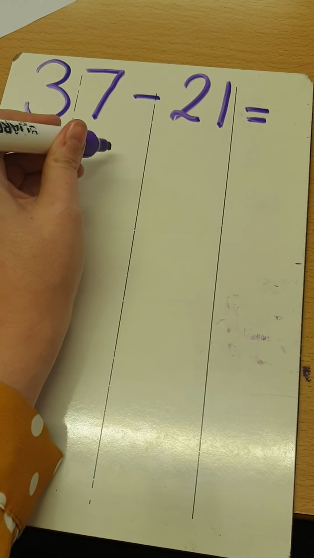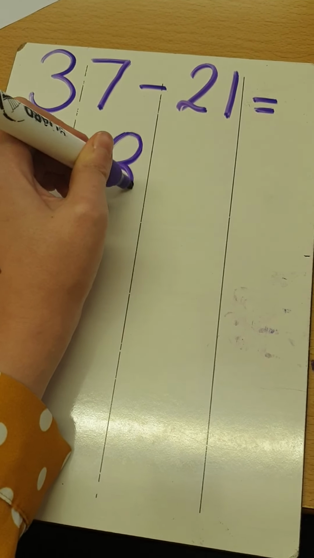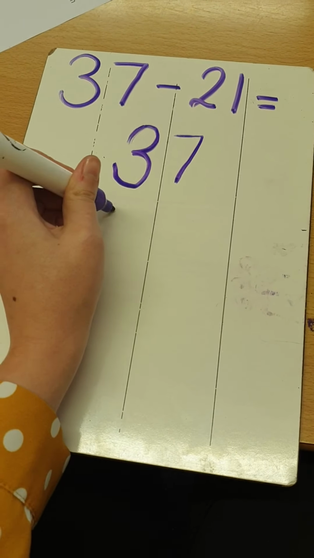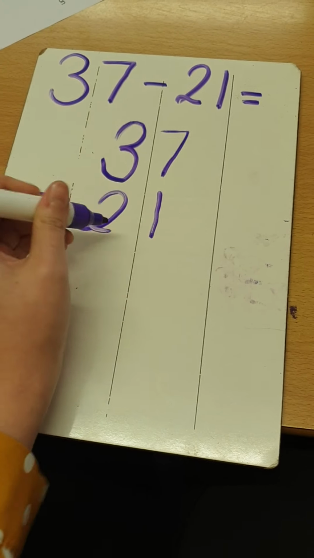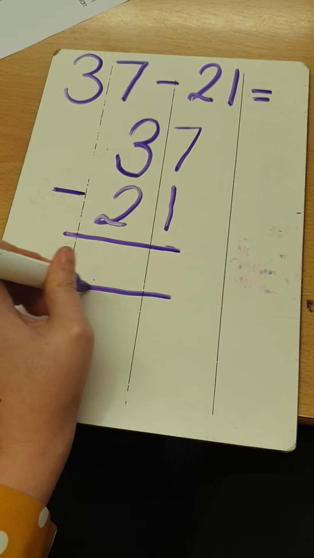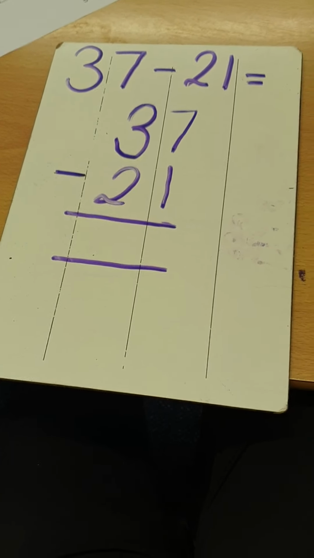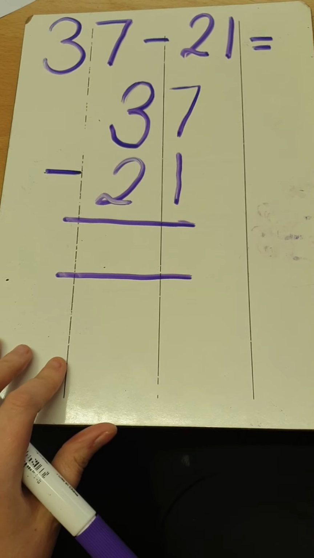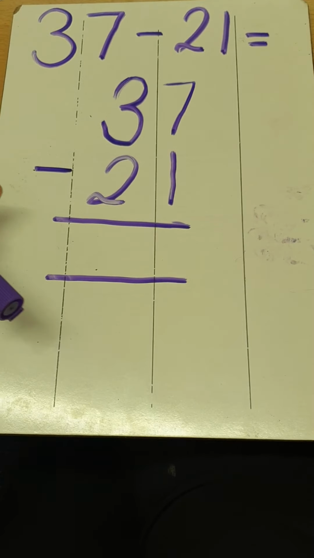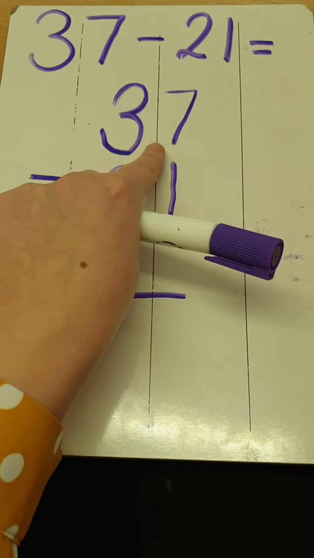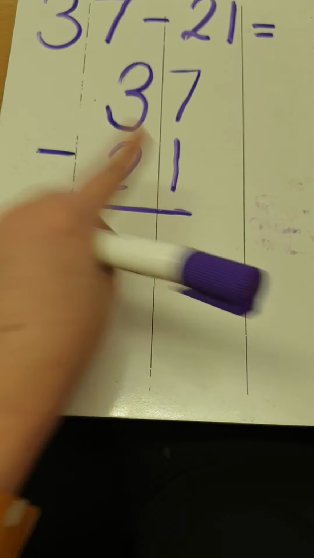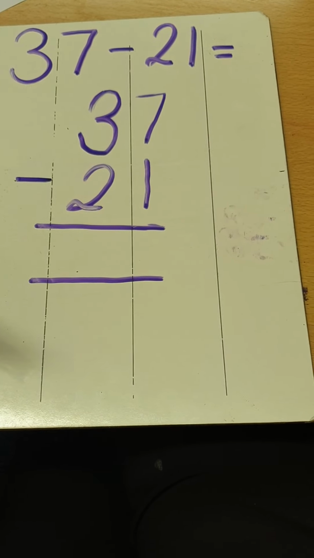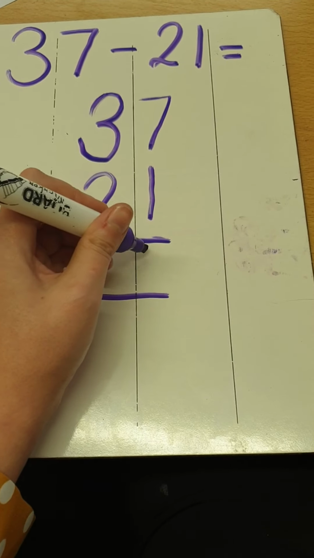Last one then. So I'm going to set it up as column subtraction. 37 take away 21. And I've started with 37. Why? Excellent, because 37 is the biggest number. And when we take away, we always start with the biggest number. So I'm going to start with my ones column. So I've got 7 ones and I'm going to take away 1 one. Could you have a go at that for me? Brilliant. It's 6 ones. Well done.